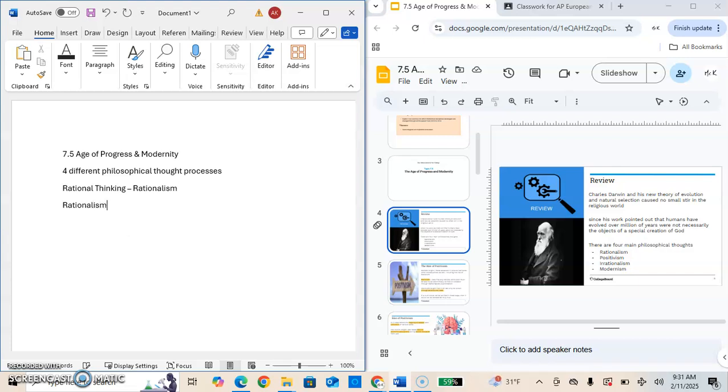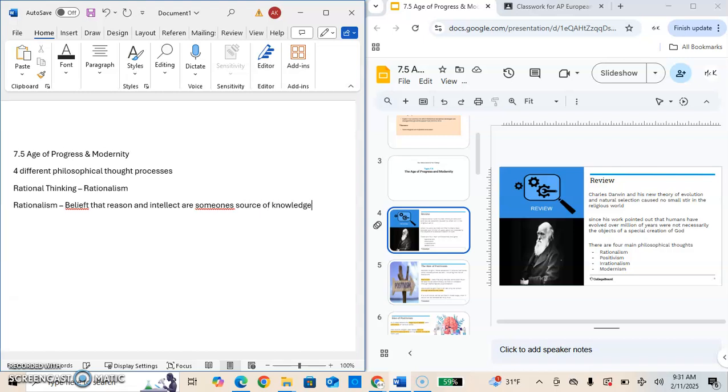All right. And so rationalism is... I just want to make sure I'm getting everything right. So if I'm bouncing back and forth, my brain is going a million miles an hour. All right. So rationalism, it's the belief that reason and intellect, how smart someone is, are someone's source of knowledge. Wow, very difficult, should be very self-explanatory, okay.